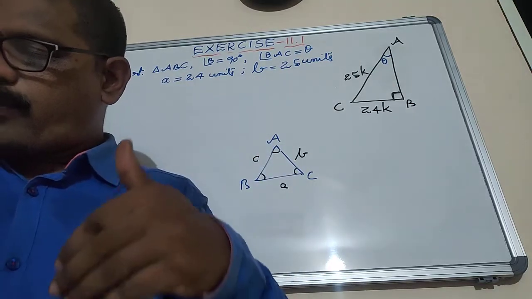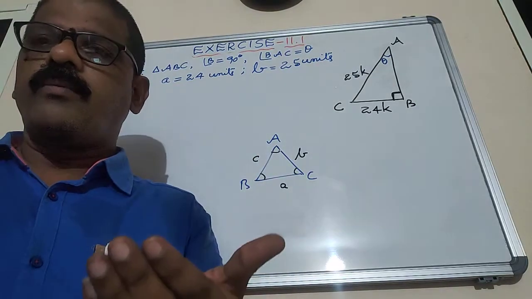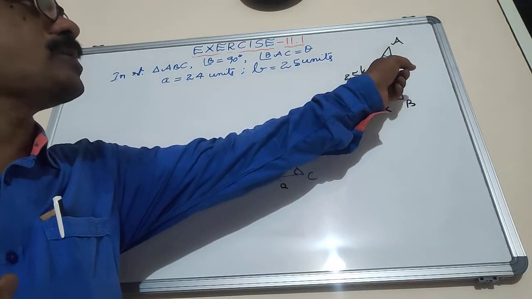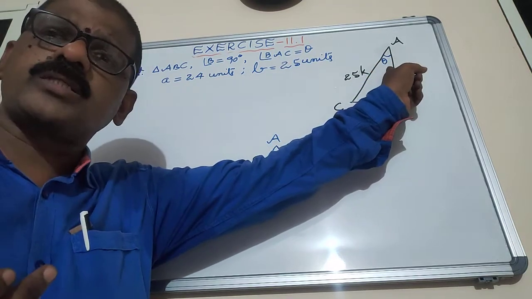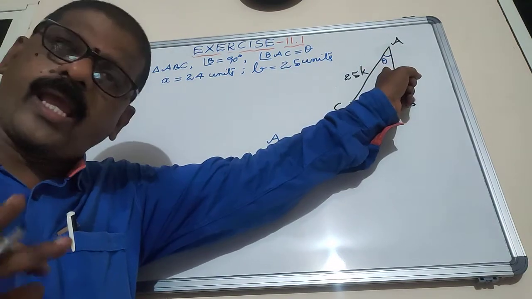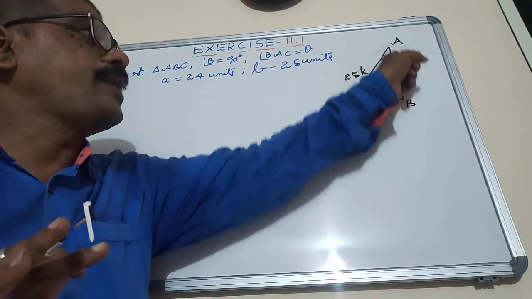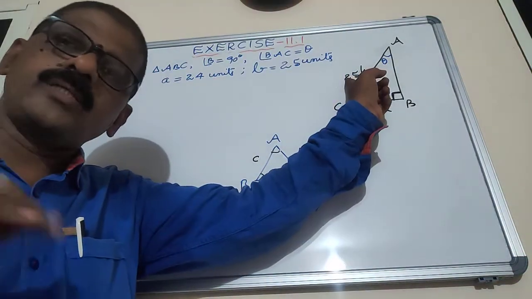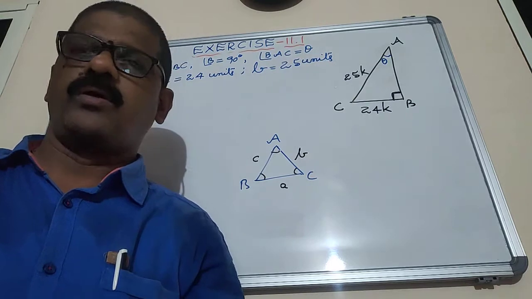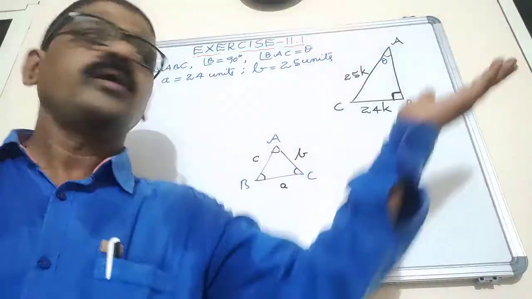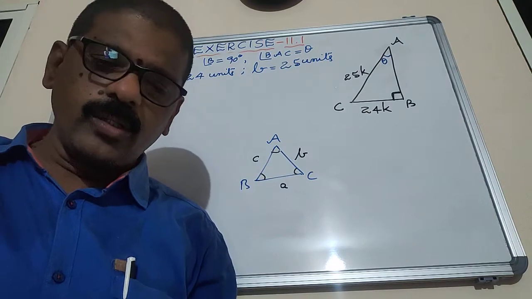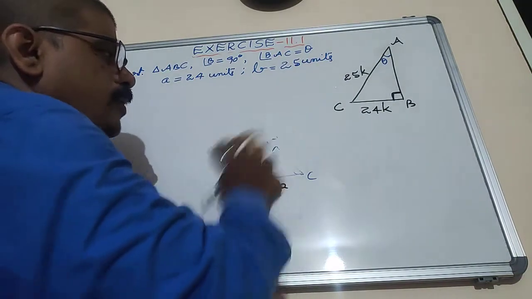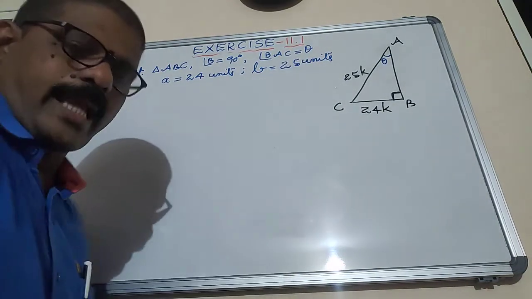We have to find cos theta and tan theta. What is the definition of cos theta? Theta is at angle A, so cos theta means the adjacent side to theta over the hypotenuse. The hypotenuse is known, but the adjacent side AB is not known. Now we have to find AB, according to the Pythagorean theorem: hypotenuse square equals side square plus side square.